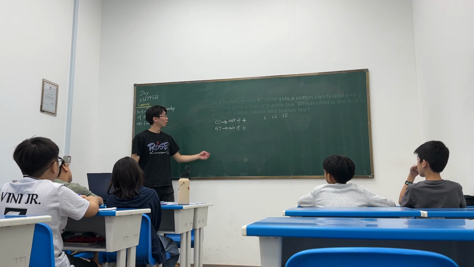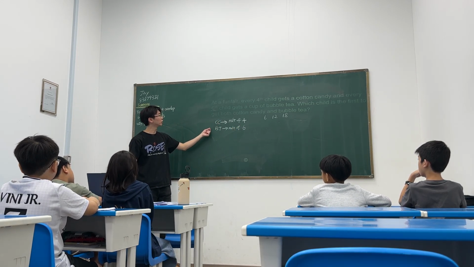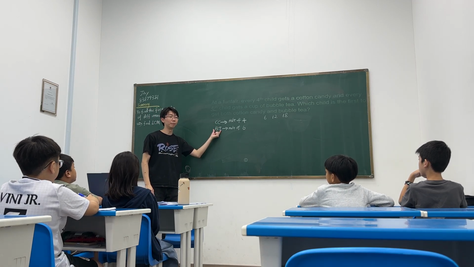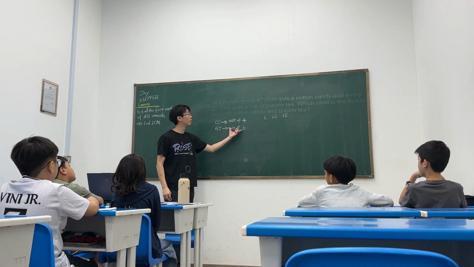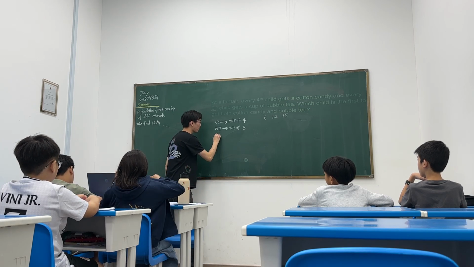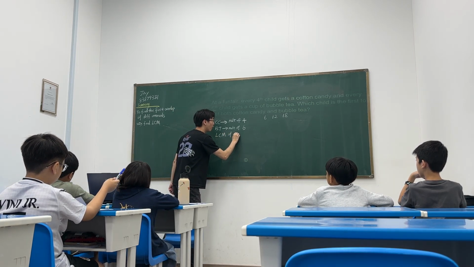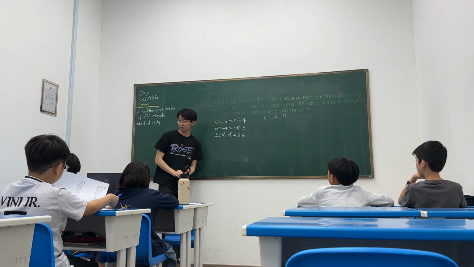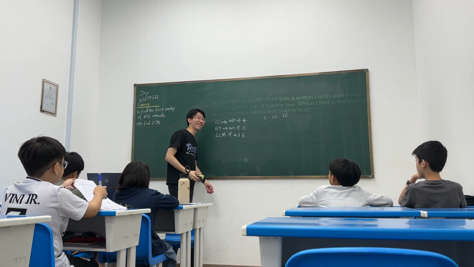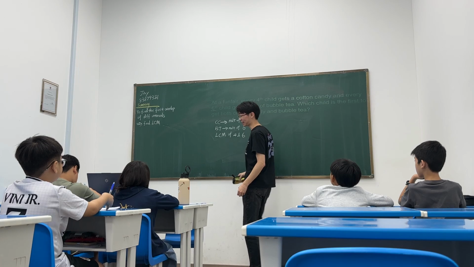And this time, we should find out the first child to get the cotton candy and the bubble tea. That means their least common multiple of 4 and 6. So we shall find out the LCM, least common multiple of 4 and 6. Okay, very fast response. But let's solve it step by step.